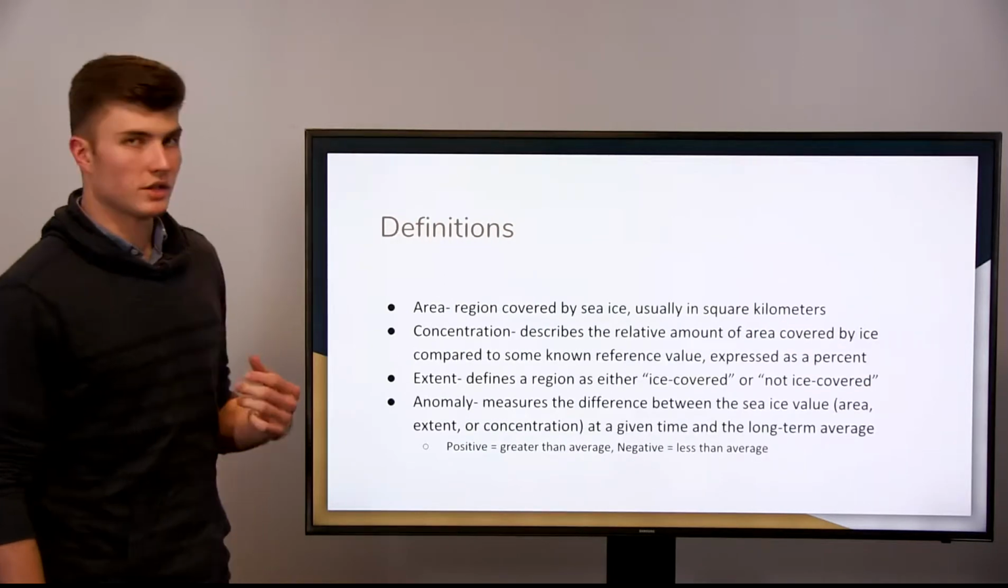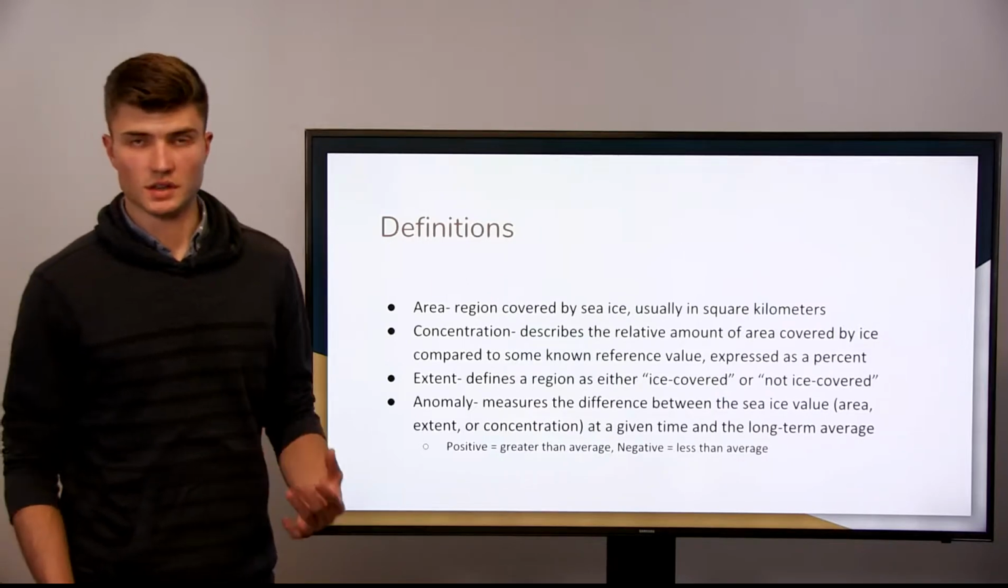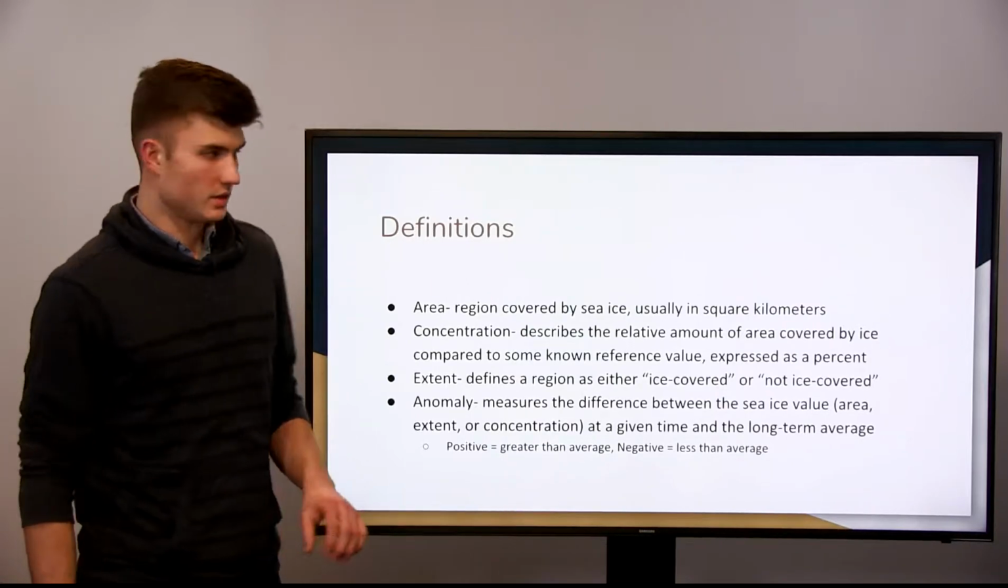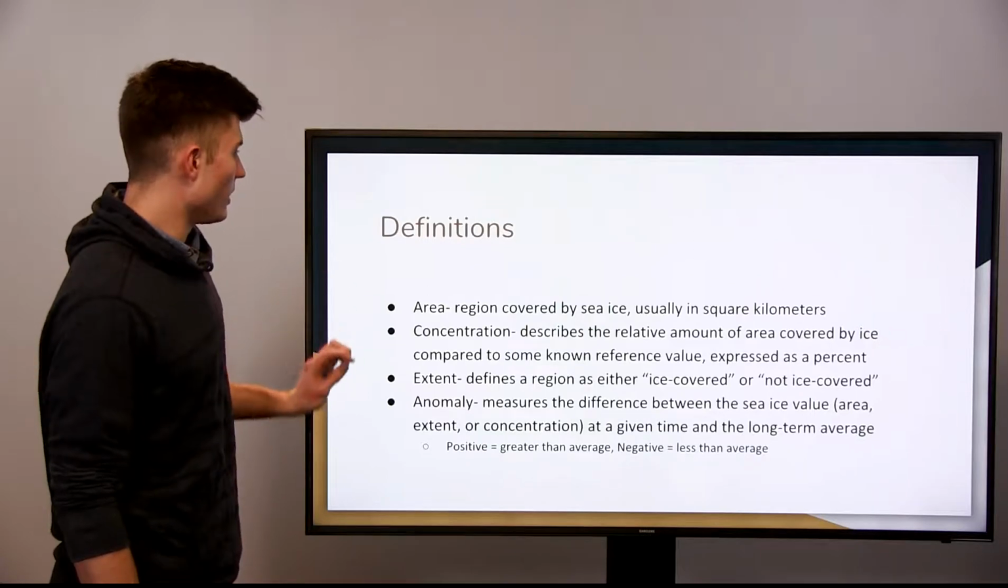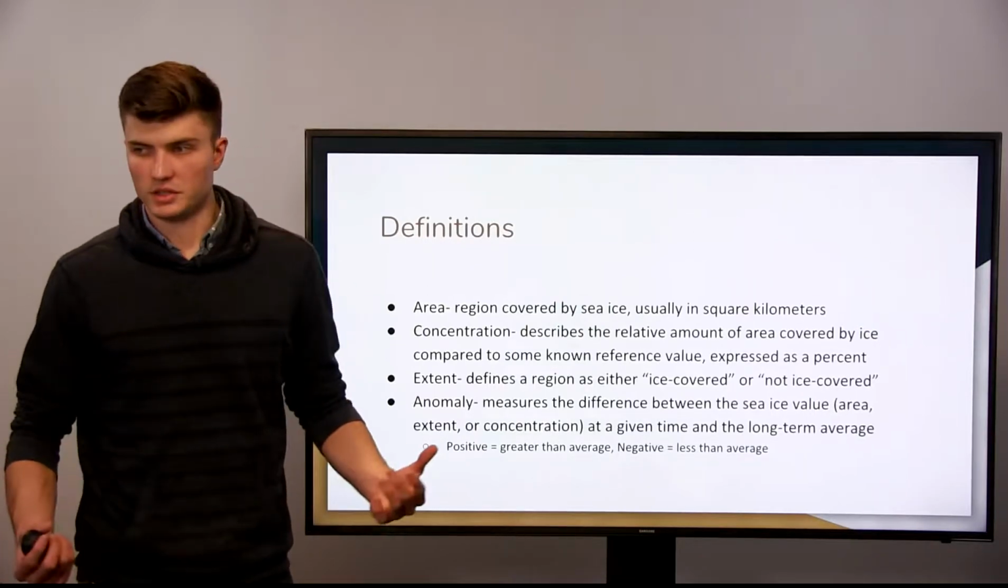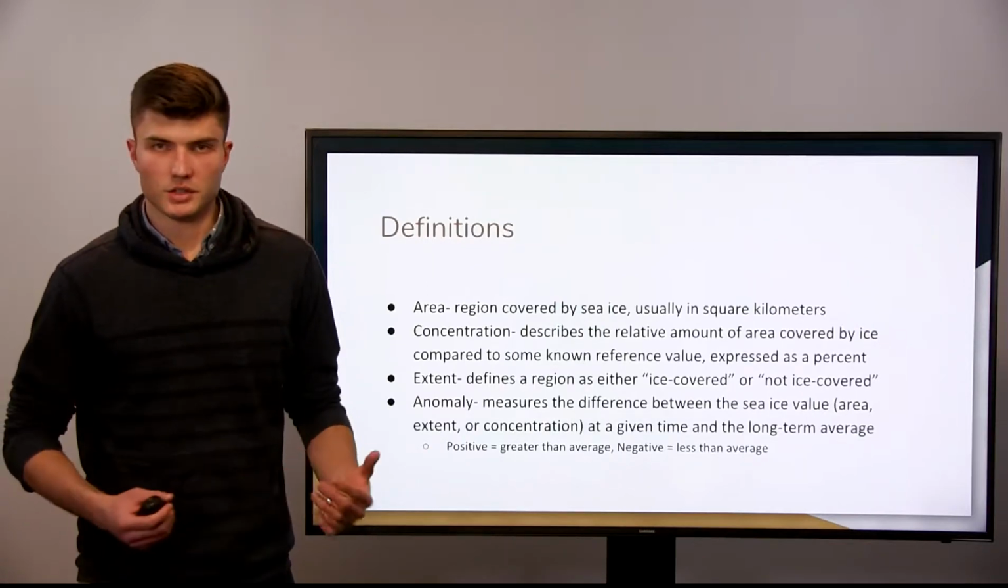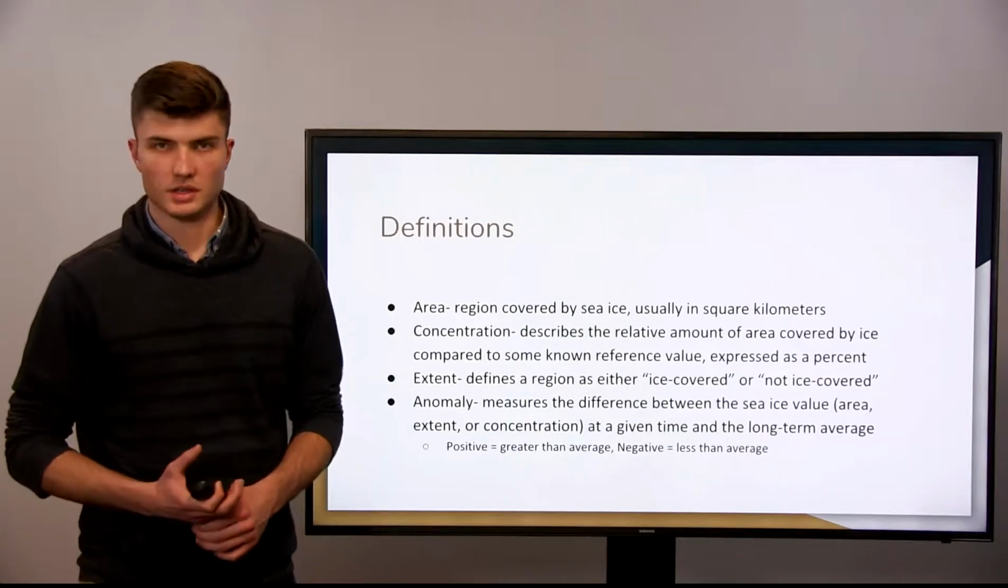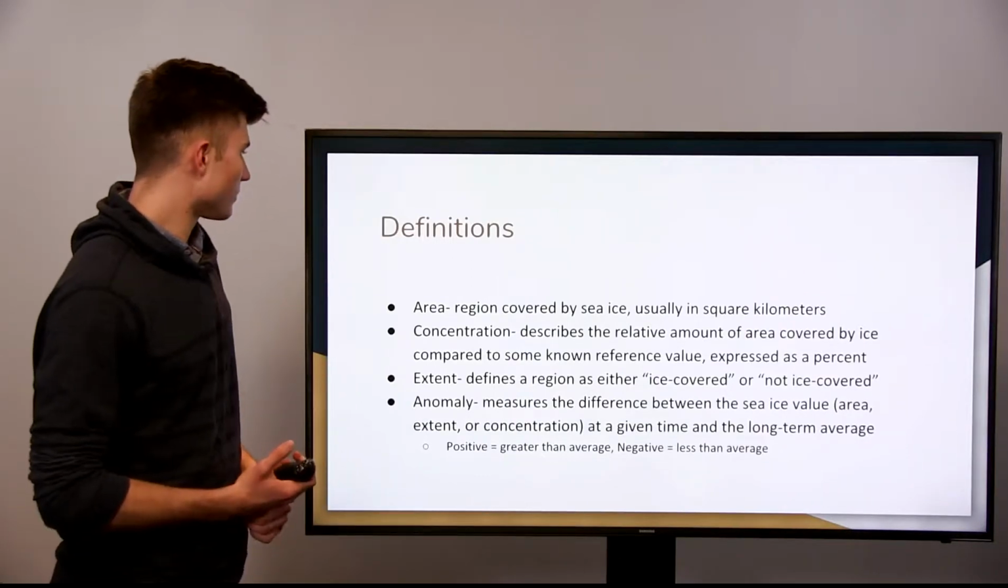Some of the definitions you're going to need to know for some of the terms that you'll see on the webpage are listed here. First we're going to begin with area. Area is pretty simple. It's basically just a given region covered by sea ice, usually given in square kilometers.